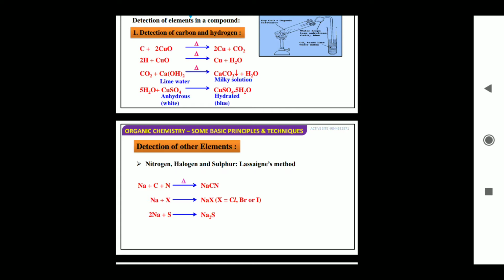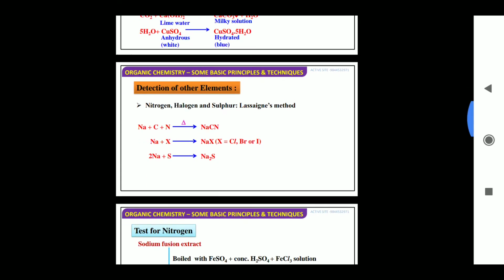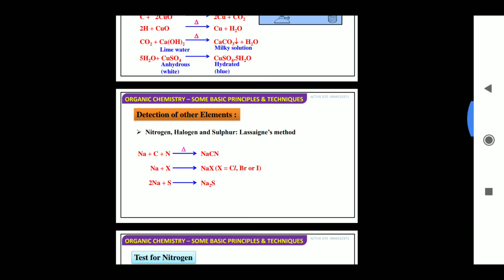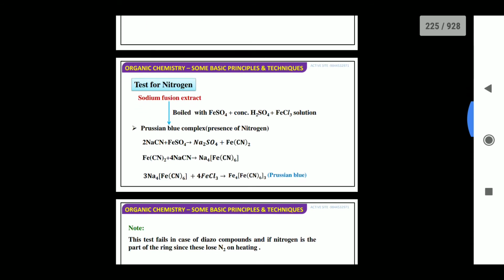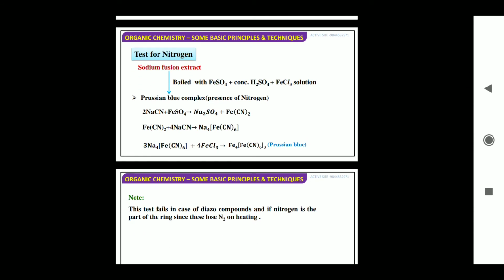When copper sulfate absorbs the moisture from the air. So how can we detect elements like nitrogen, halogen and sulfur? This process is known as the Lassaigne method, in which sodium has been used basically, and sodium when it reacts with sulfur, it results in the formation of sodium sulfide. This process is known as the Lassaigne method, through which we can detect the presence of nitrogen, halogen or sulfur. Now what is the test of nitrogen and the process?